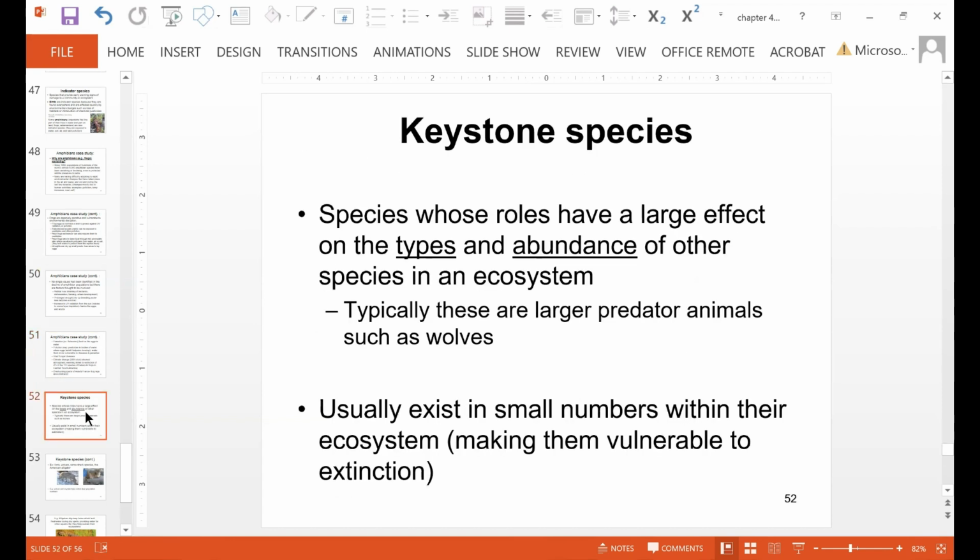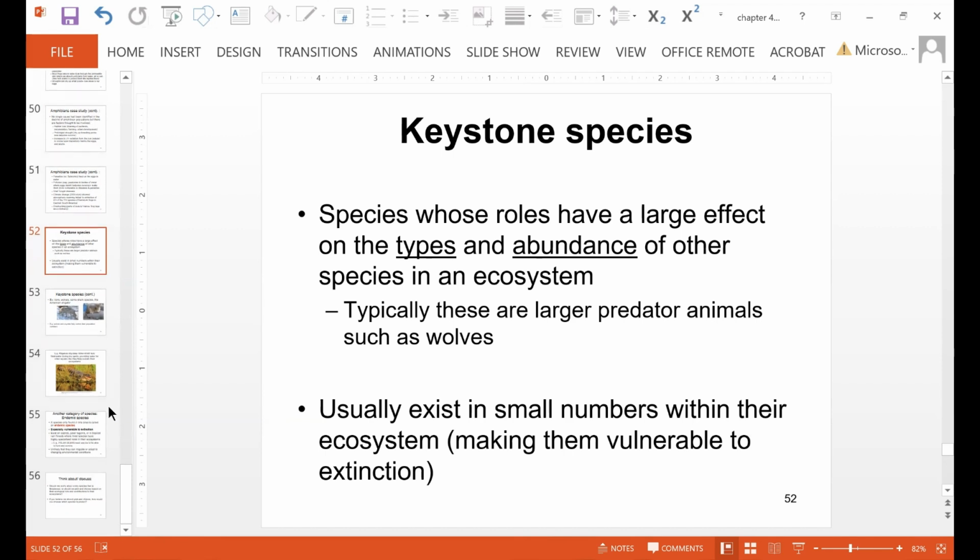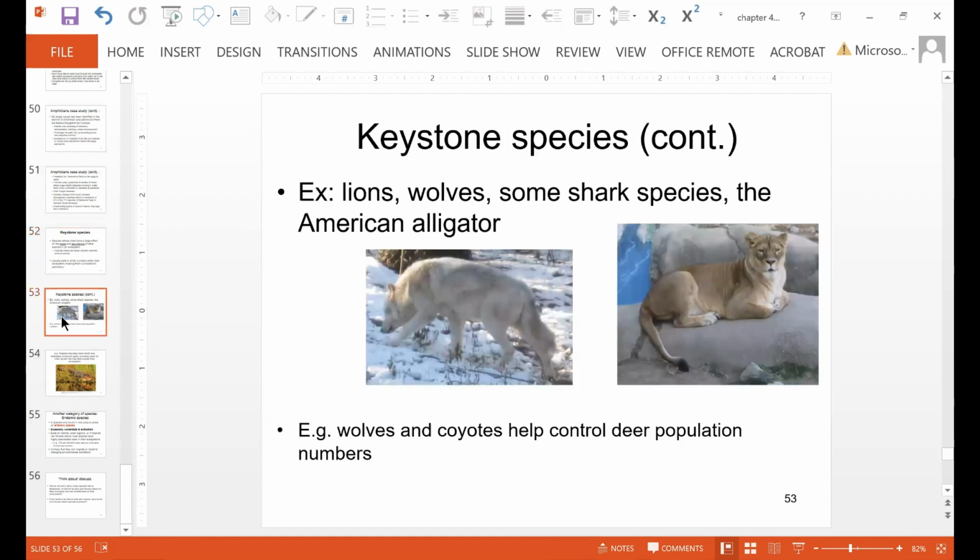Then we have keystone species. These are species whose roles have a large effect on the types and abundance of other species in an ecosystem. Typically, these are larger predator animals, such as wolves. They usually exist in small numbers within their ecosystem, making them vulnerable to extinction. For example, lions, wolves, some shark species, and the American alligator.